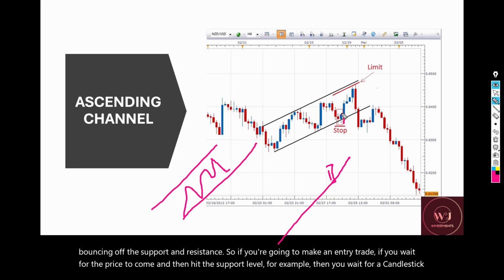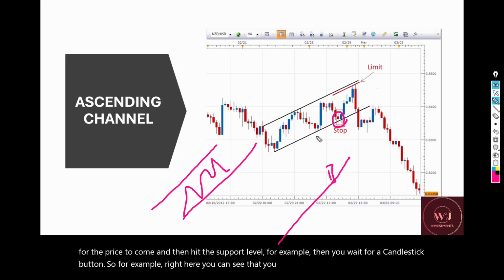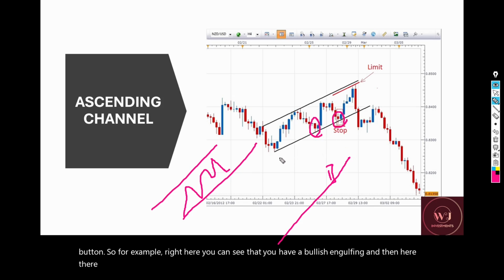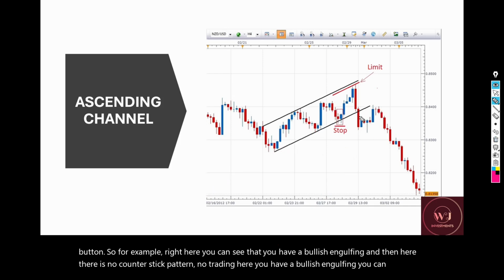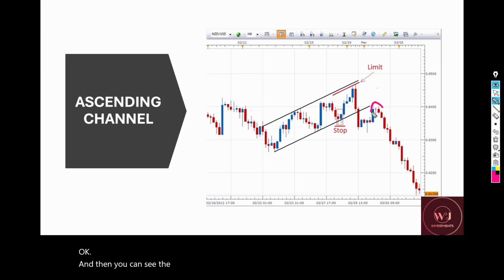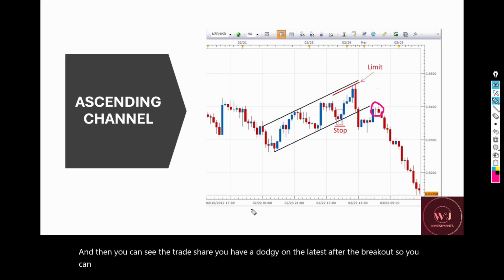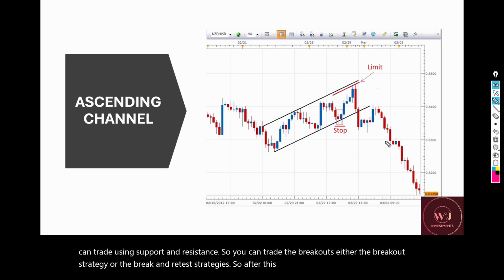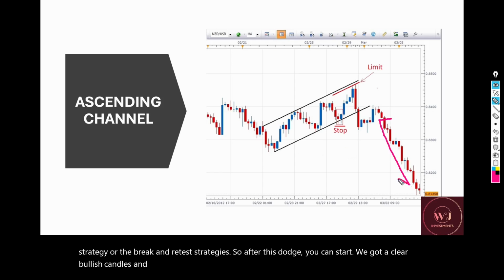For example, right here you can see that you have a bullish engulfing, and then here there is no candlestick pattern, no trading. Here you have a bullish engulfing, you can trade. Then you can see that right here you have a doji on a retest after the breakout. So you can trade using support and resistance, so you can trade the breakouts, either the breakout strategy or the break and retest strategy. After this doji, you can see that we got clear bullish candles and bearish candles. You could make a trade down.